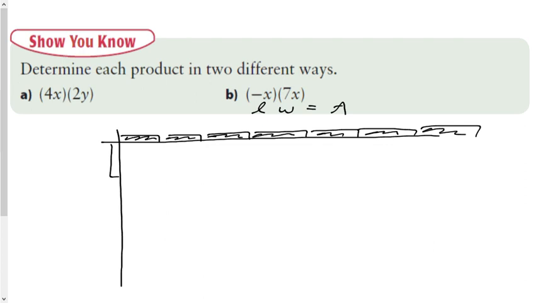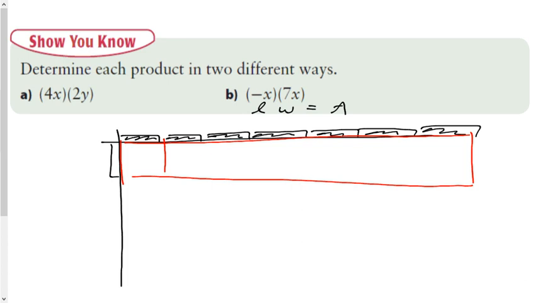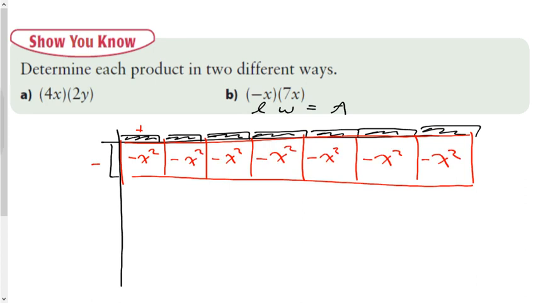Now, if this red rectangle represented the product of 7x and negative x, we would see that the interior, or the area, is a positive times a negative, which means these are all negative x squareds, because the product of a positive and a negative is a negative. So therefore, the product using modeling is also negative 7x squared.